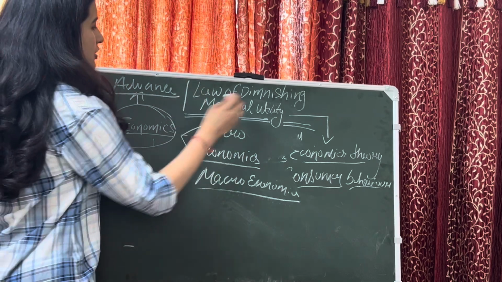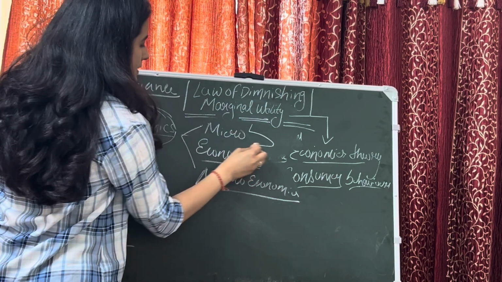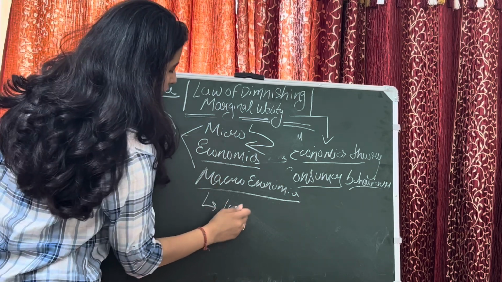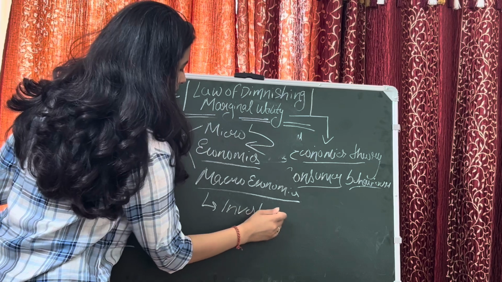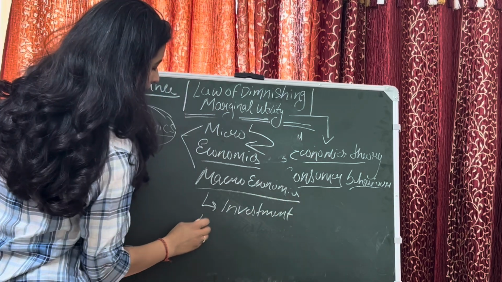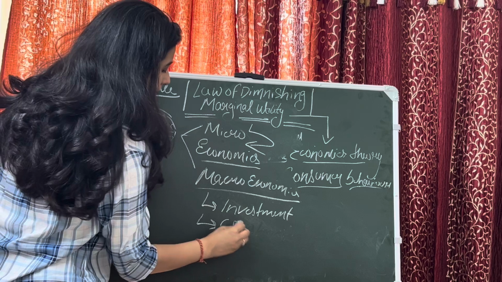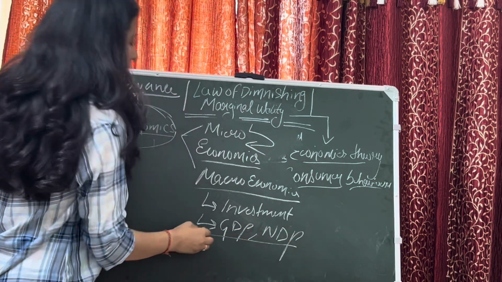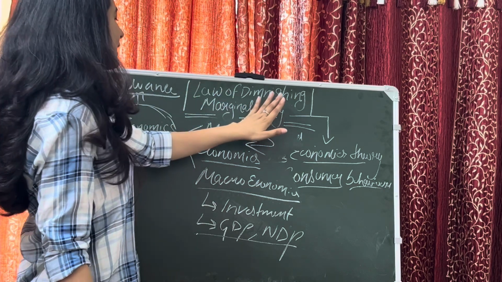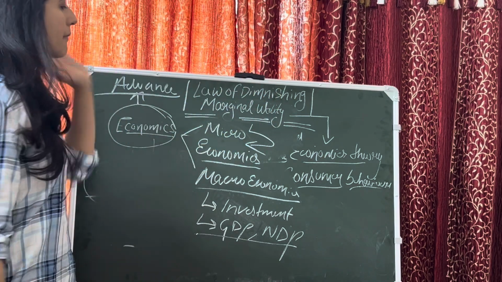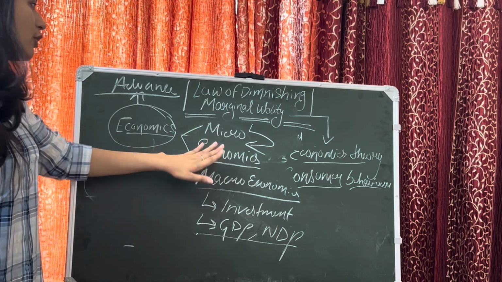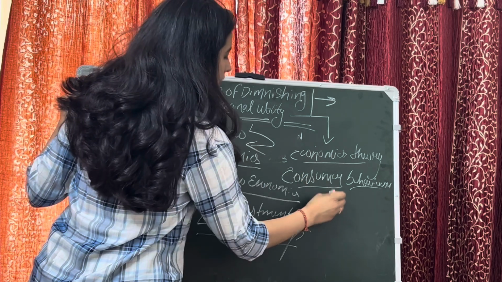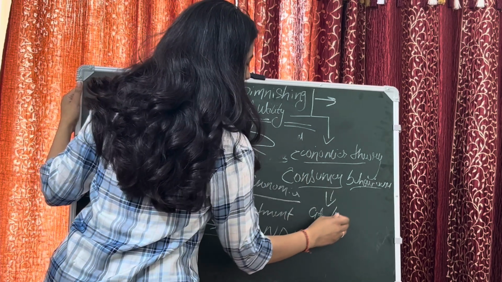So the law of diminishing marginal utility is a theory that comes under microeconomics. There are a lot of theories in macroeconomics as well, like investment theory. We will be learning GDP, NDP, all of these things there. But for the law of diminishing marginal utility, our main focus will be microeconomics, because it is a part of microeconomics, and we will be learning consumer behavior at the individual level.